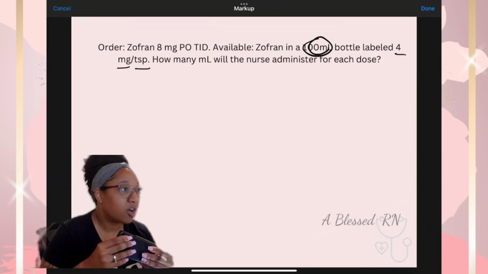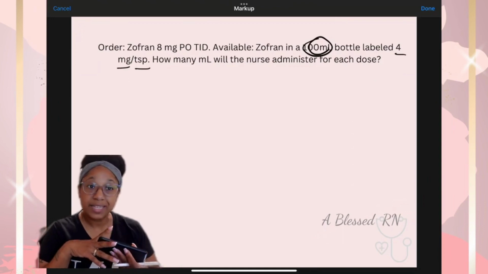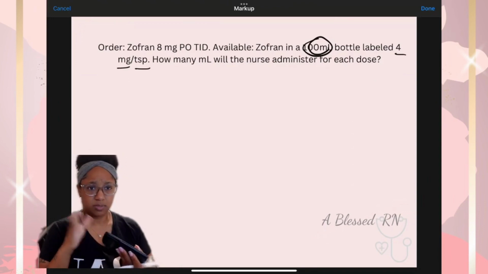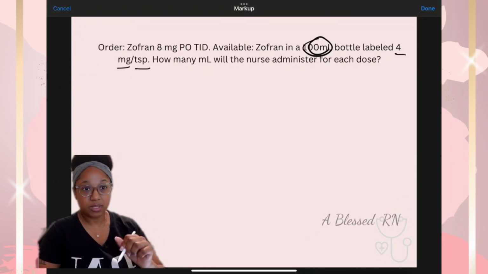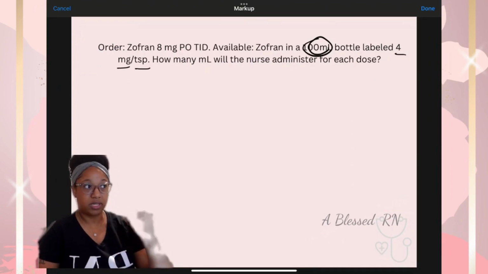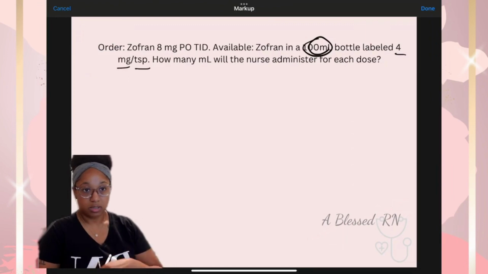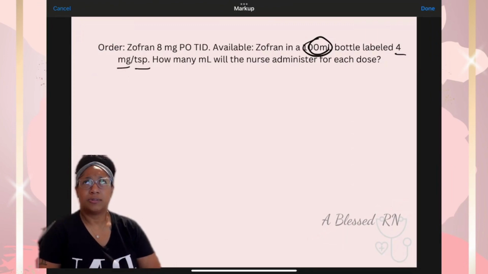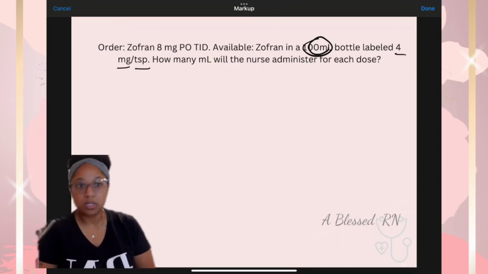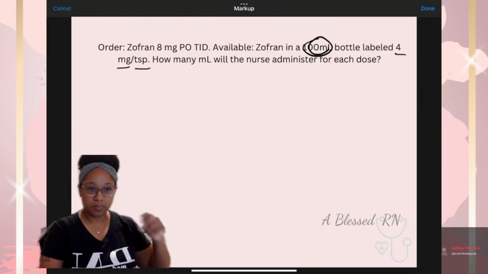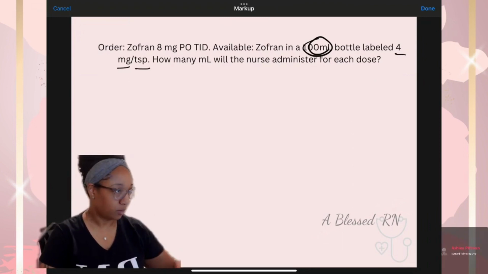I thought mL was always your volume. Sometimes you'll have liters, sometimes you'll have mLs. So just know that volume is going to be in mL or liters, because they can express 500 milliliters as 0.5 liters. They'll try to trip you up with that, okay?